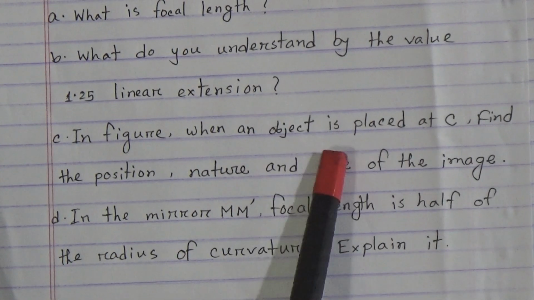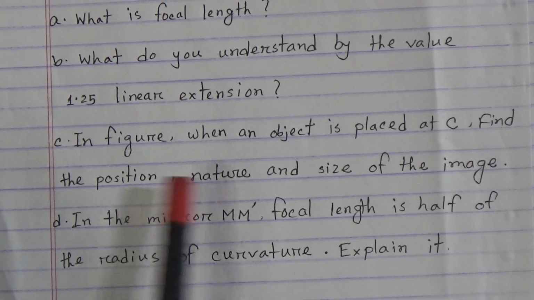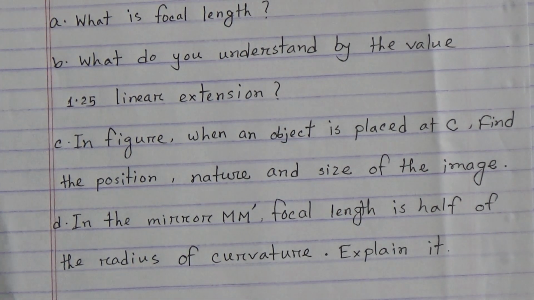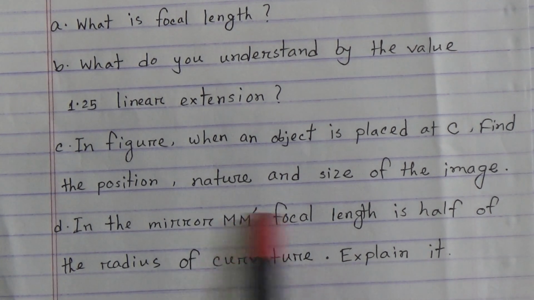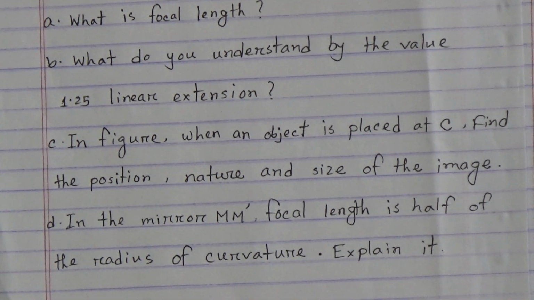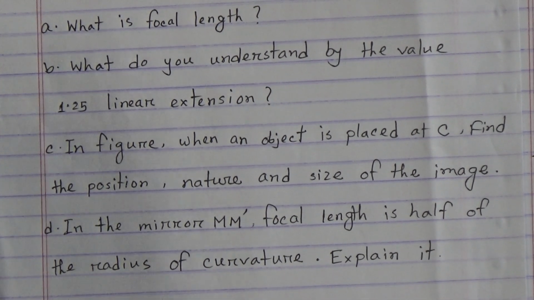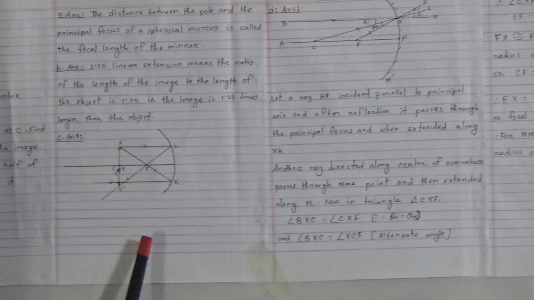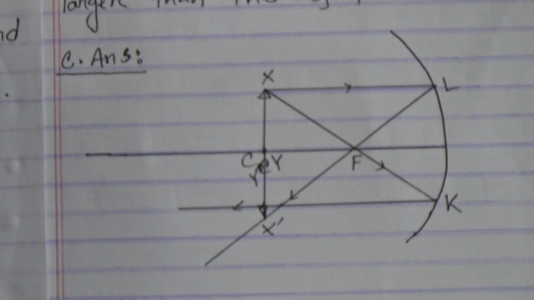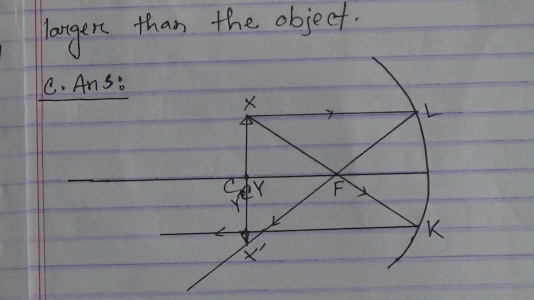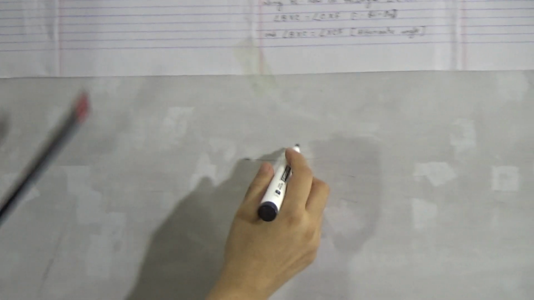Now question number C, in figure, when an object is placed at C, find the position, nature and size of the image. My dear students, now I am showing this figure only, but you have to write the description of your own, and I think all of you have learned this process. Okay, because we have practiced already 3 or 4 CQ like this. So at first we have to draw a figure.